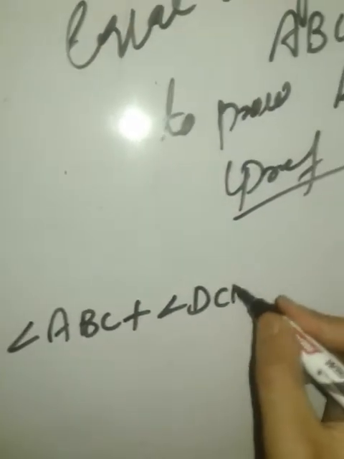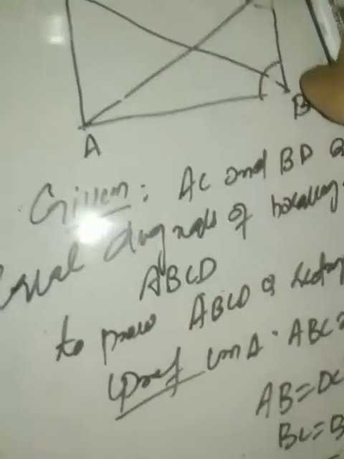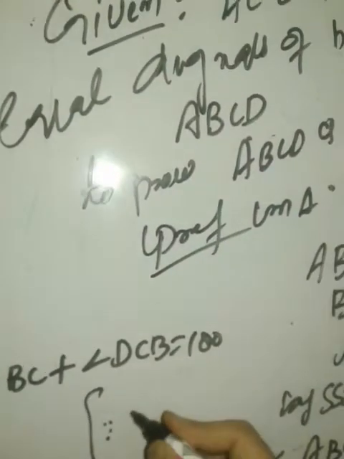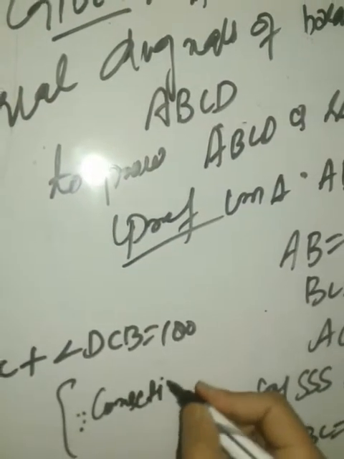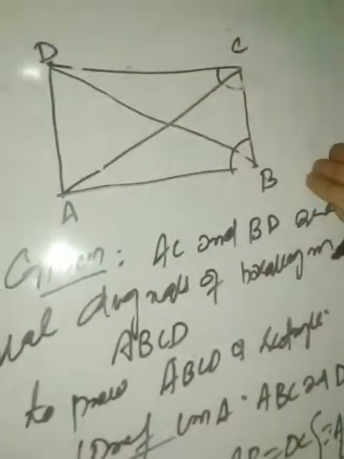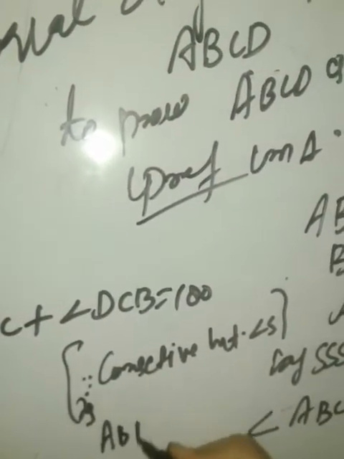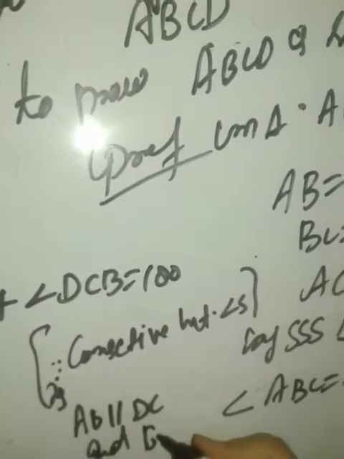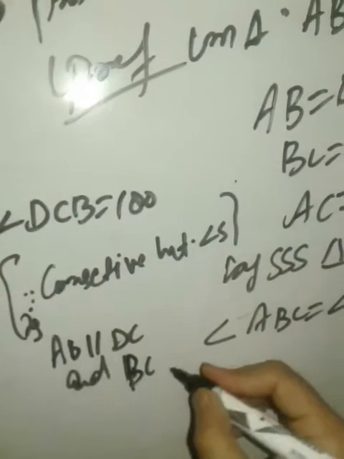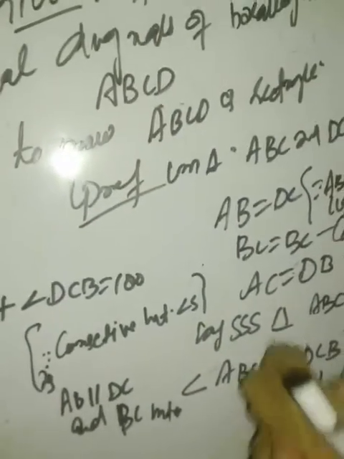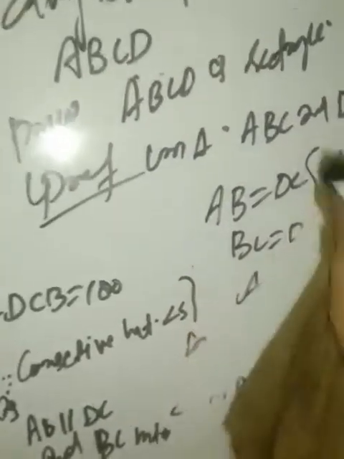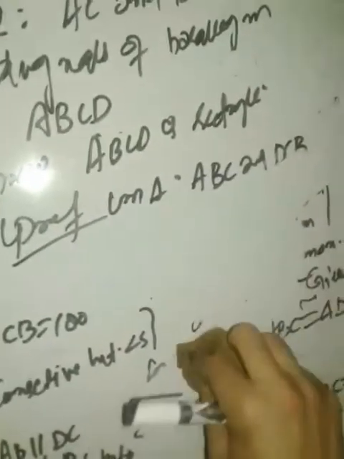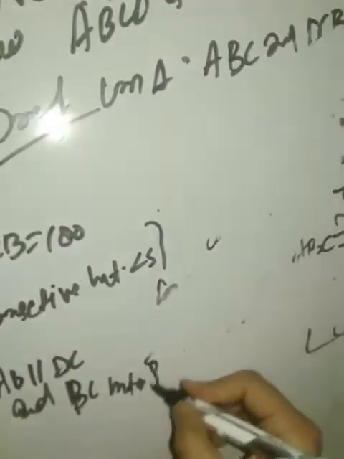So we will write, but angle ABC plus angle DCB equals 180. Reason: because consecutive interior angles. How are they consecutive interior angles? Because AB is parallel to DC and BC intersects them. I'm sorry, here I have to rub it out. So I hope you pause the video to note it down. AB parallel DC and BC intersects them.